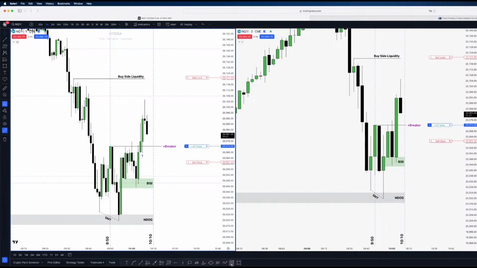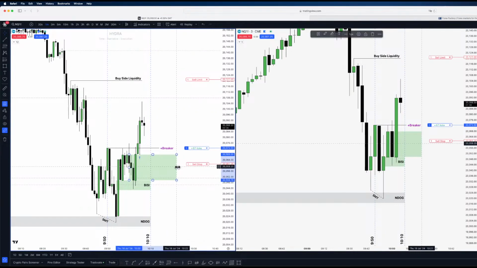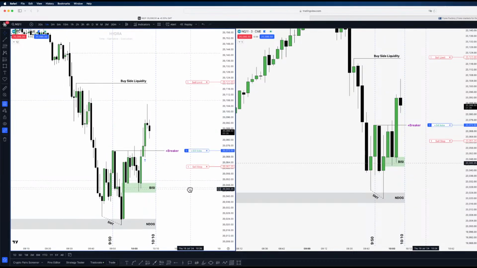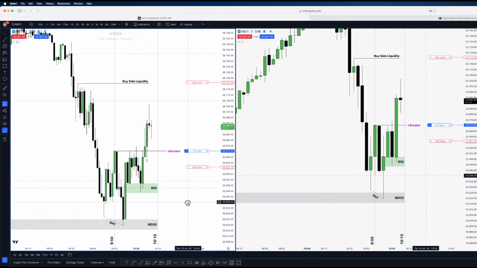Stop below this. I don't want to see price violating the mean threshold of this. If it comes back down, you passed your evaluation already. What, are you over risking? Guys, make sure you follow your risk management, otherwise you're just gonna hurt yourself.